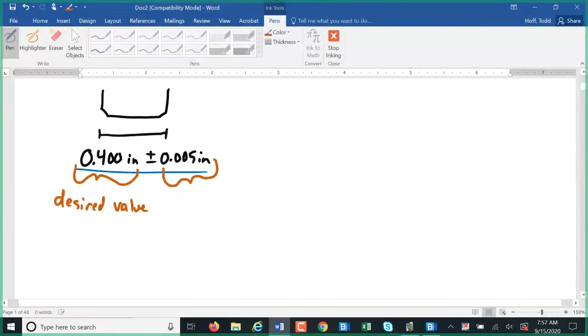Some people, the plus or minus 5 thousandths, like you said, we can be off a little bit smaller, a little bit bigger by 5 thousandths of an inch. A lot of people incorrectly call that a tolerance. It's actually an allowance.